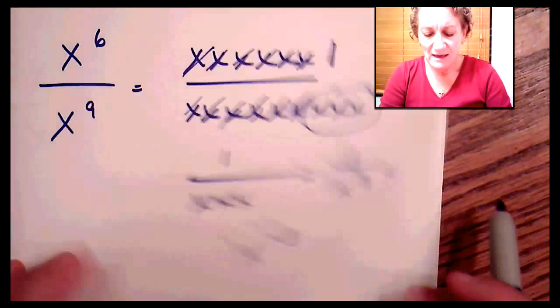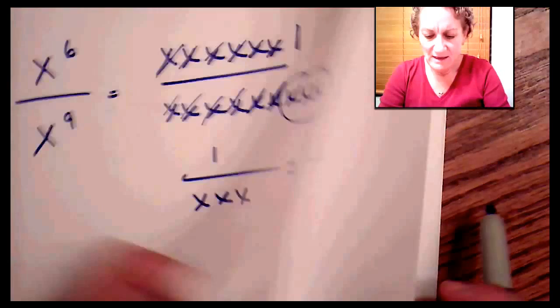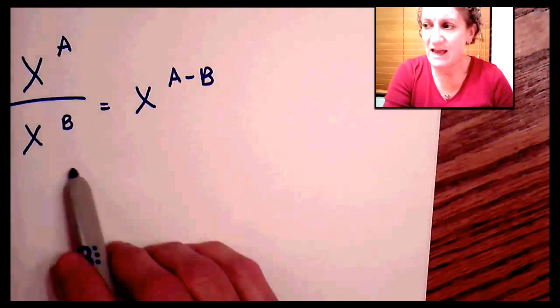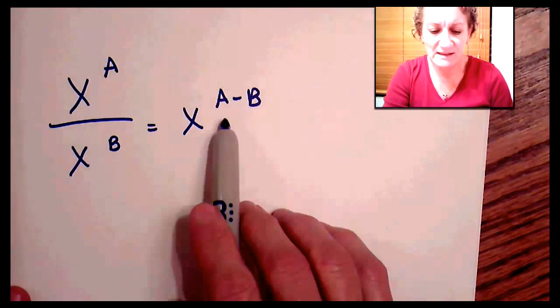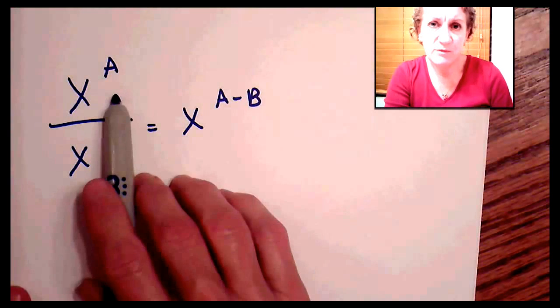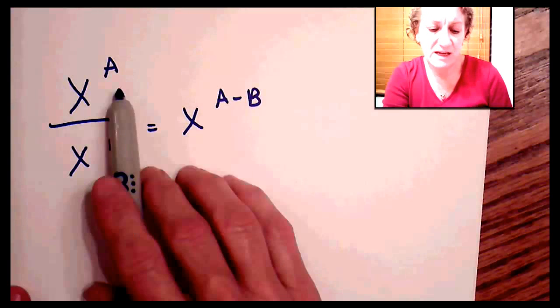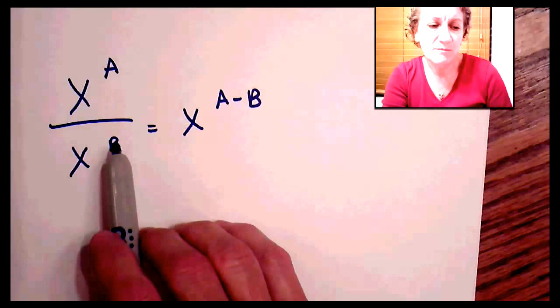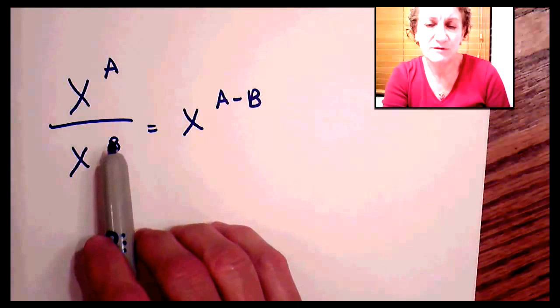Now again, hopefully you got to see a pattern. X to the a over x to the b is x to the a minus b. Doesn't matter what a is, doesn't matter what b is, you always take the top exponent minus the bottom exponent. If you can do that, you can both multiply and divide exponents with no trouble.